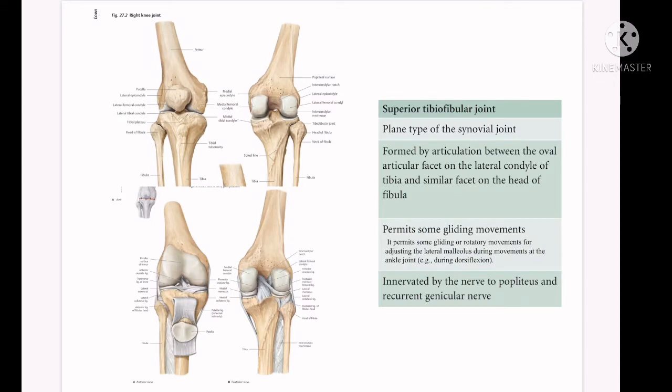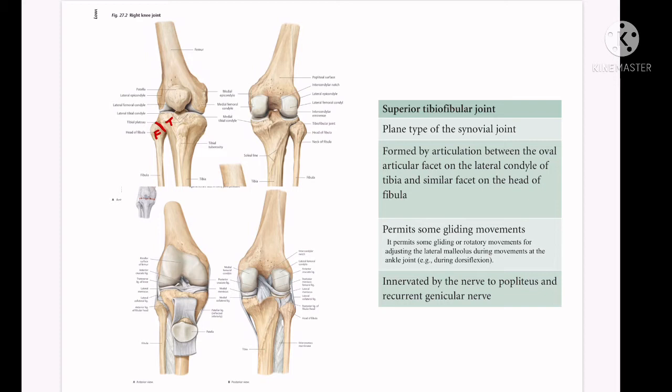Let's talk about the superior tibiofibular joint. The superior tibiofibular joint is a plane type of synovial joint, and it is formed between the upper end of the fibula and the upper end of the tibia. In between the upper ends of these two bones, there is the superior tibiofibular joint.